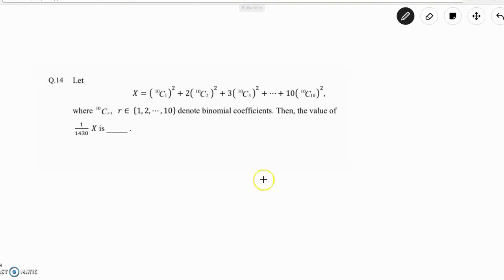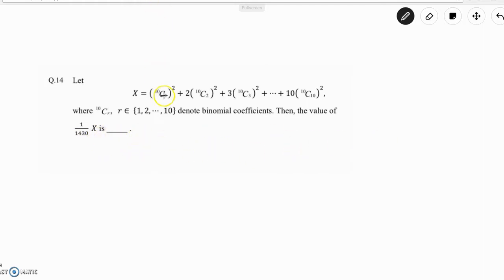So the problem reads: let x be equal to 10 choose 1 squared plus 2 times 10 choose 2 squared plus 3 times 10 choose 3 squared, all the way till 10 times 10 choose 10 squared, where 10 choose r, and r is from the set 1, 2, all the way till 10, denote binomial coefficients. Then the value of 1 over 1430 times x is equal to, and we want to find this value.